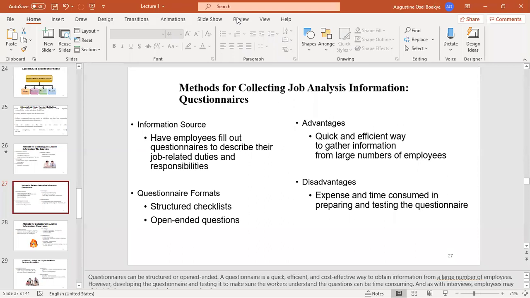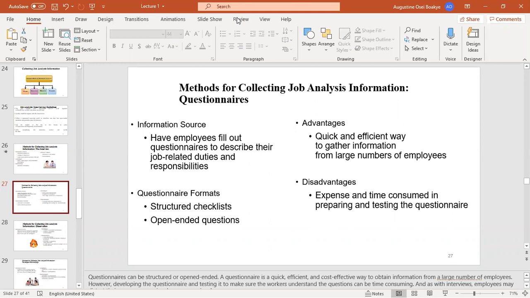What it means is that the job analyst sits down and writes all the pertinent questions they intend to ask the employees on a sheet of paper. Then they provide answers to all these questions on that same sheet of paper. Then at the appointed time, this questionnaire will be circulated to the employees for them to fill.